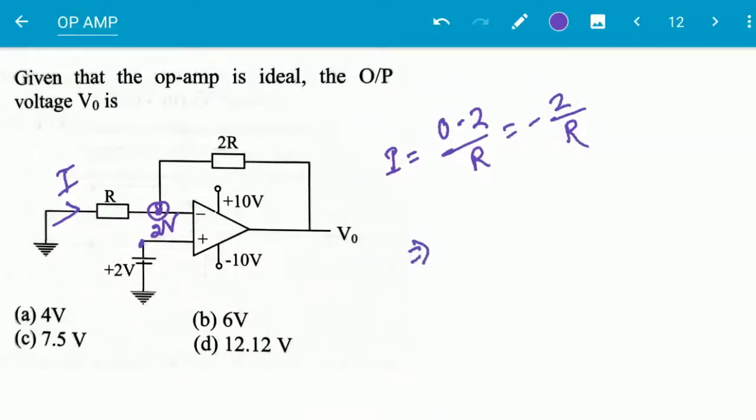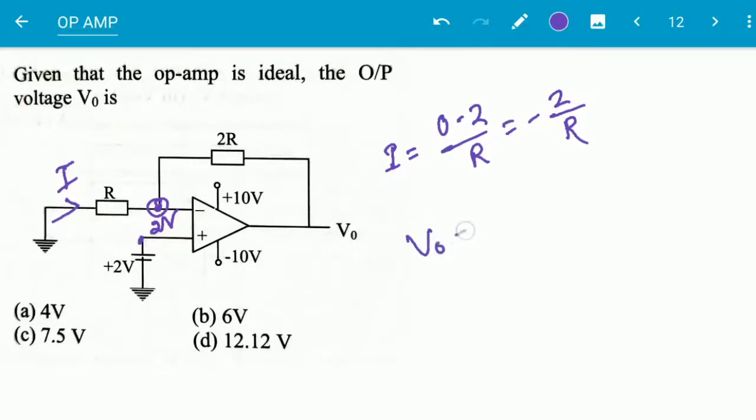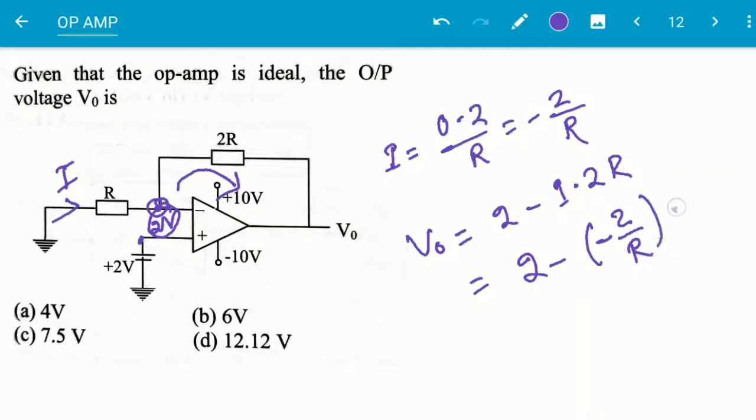And the output voltage, we can write V output will be equal to 2 volt here, and this is the loop, 2 minus I into 2R, and this will be equal to 2 minus, I is minus 2 by R, into 2R, and this is coming to be 2 plus 4, which is equal to 6 volt. So the answer is 6 volt.